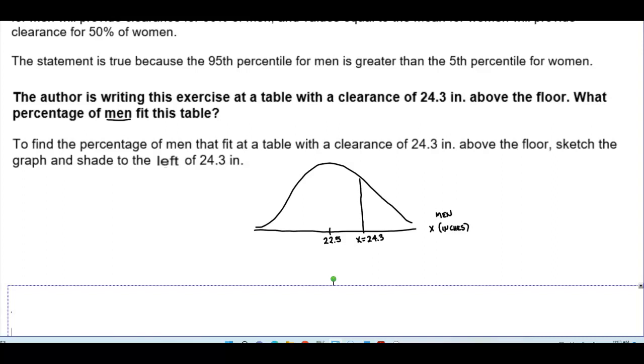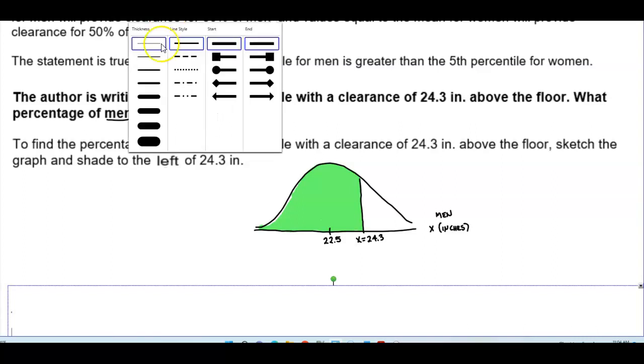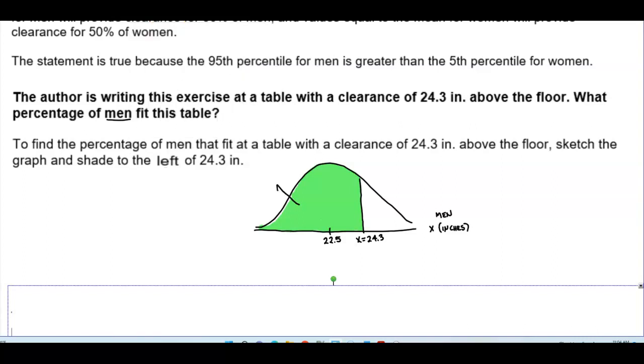Again, we want to shade the area to the left, because we want to figure out the percentage of all the men that can fit 24.3 inches. So we're looking for the area to the left. The area represents a probability. Now, in order to do this, we're going to have to convert this to our z-score, so we're going to go ahead and write our z-scale.